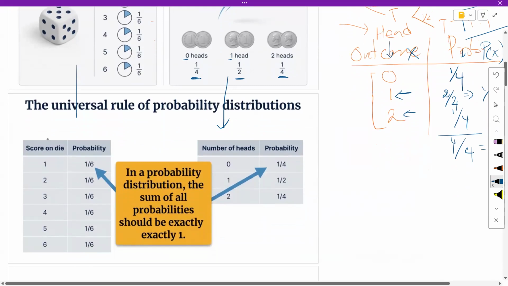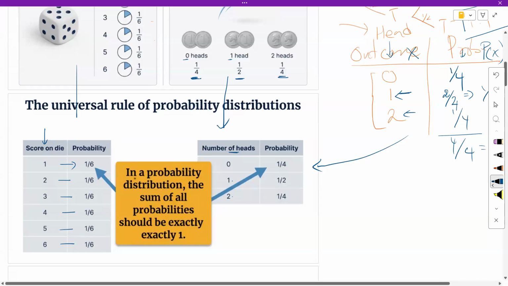The scores, what are the scores here? We will get the score 1, 2, 3, 4, 5, 6. And the probabilities, right? 1 over 6. How did we get 1 over 6? And in this table, the possible outcomes of heads: no head, 1 head, and exactly 2 heads. Here exactly 1 head, exactly 2 heads, the probability is here.